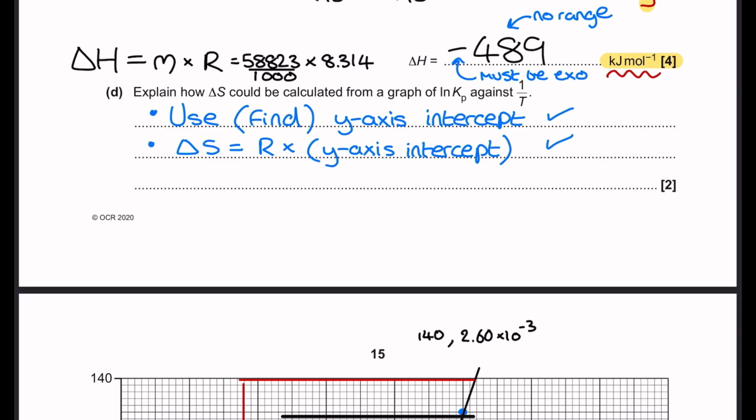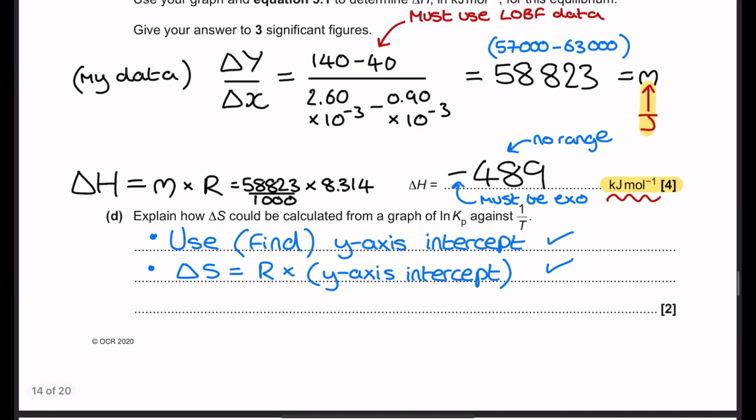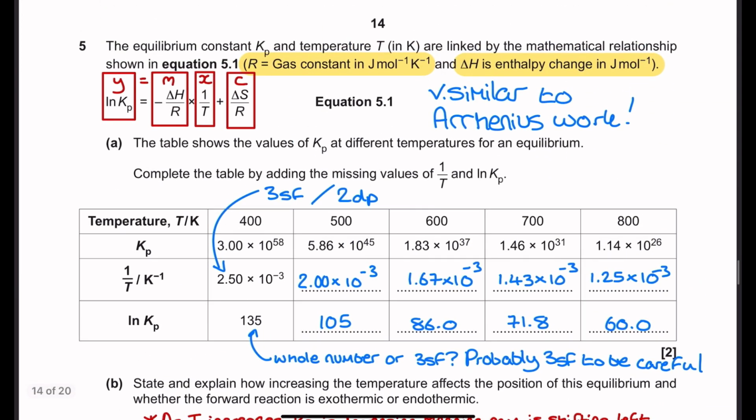Next bit. Explain how delta S could be calculated from a graph of ln of Kp against 1 over T. So in order to find delta S, we consult our equation at the top just up here, and it's a little bit different from the Arrhenius equation work, but it's still going to be using the intercept of the y-axis. We're used to seeing exponentials if we're doing the Arrhenius equation work, but we've got two presences of R in this equation.